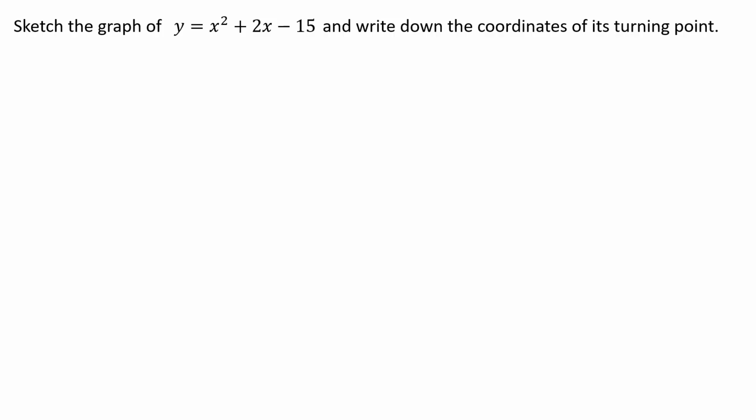Sketch the graph of y equals x squared plus 2x minus 15 and write down the coordinates of its turning point. So first of all, I'm going to find the turning point. So y equals x squared plus 2x minus 15. To find the turning point, we need to complete the square.